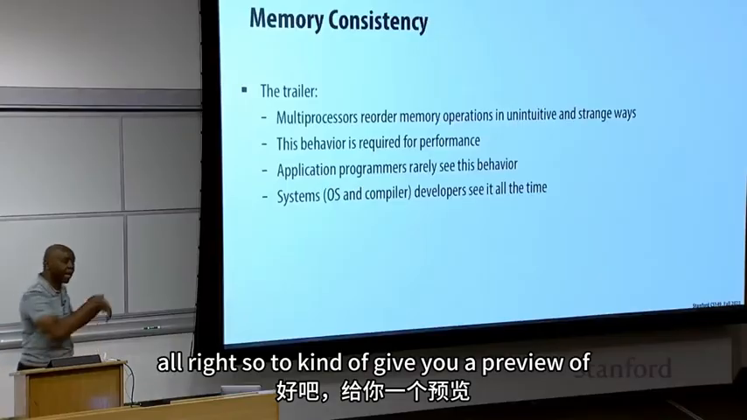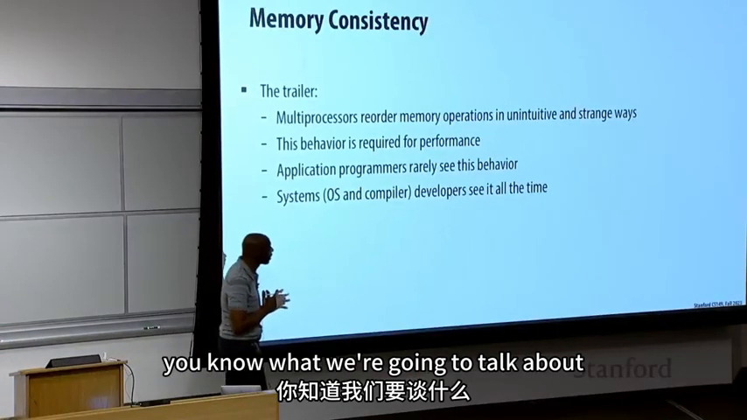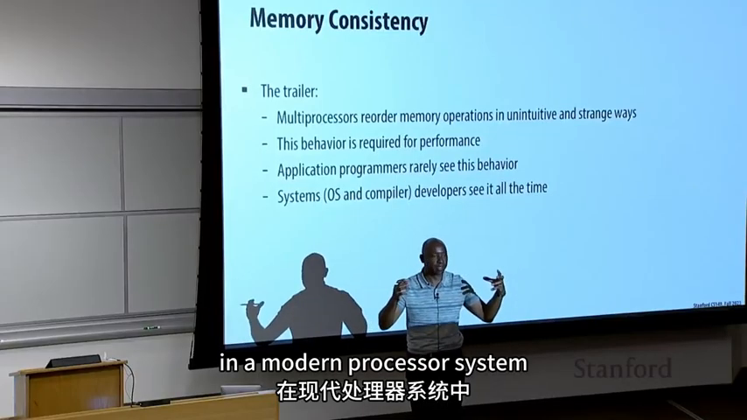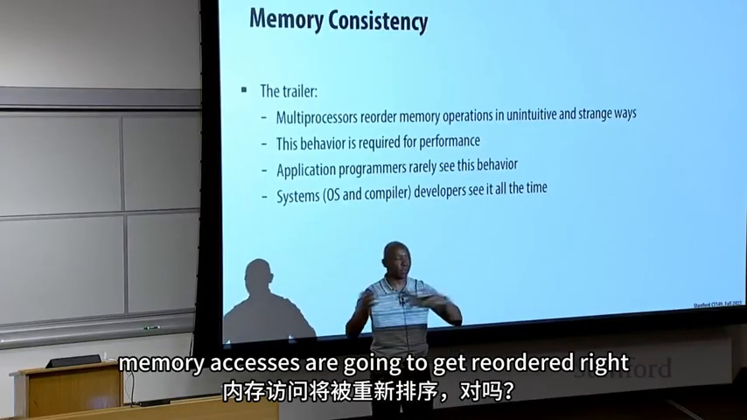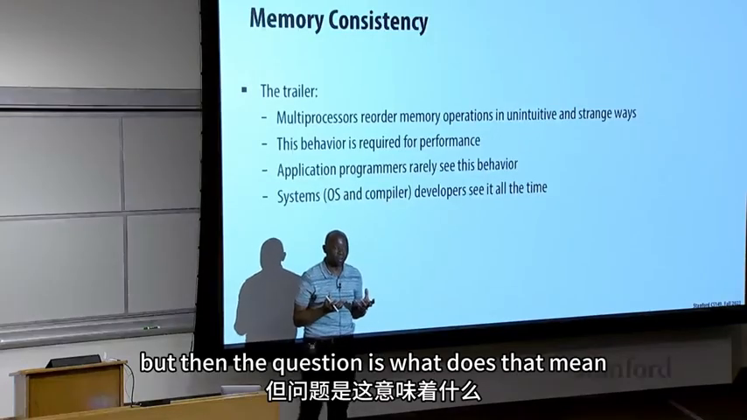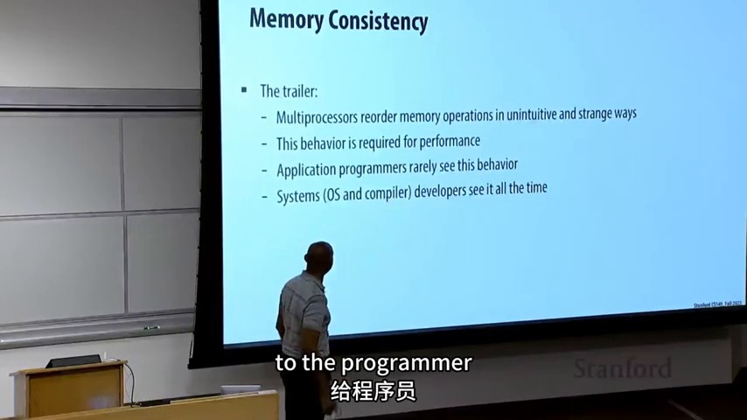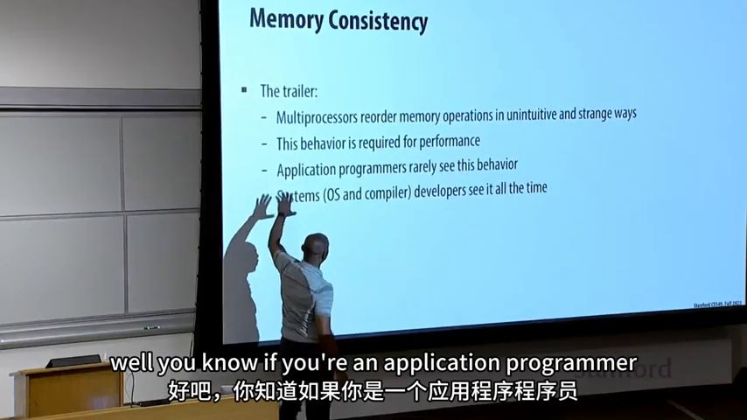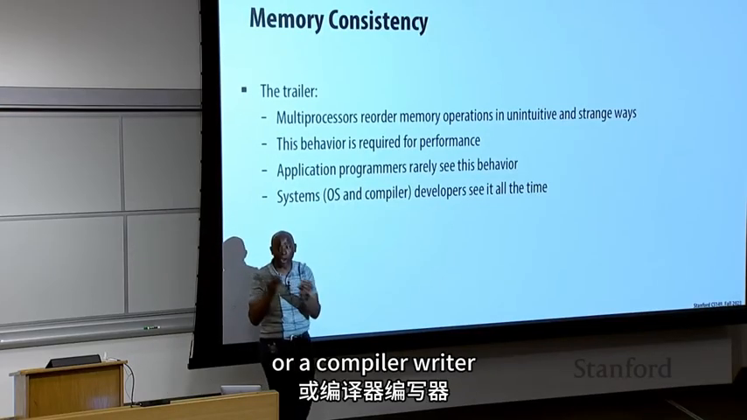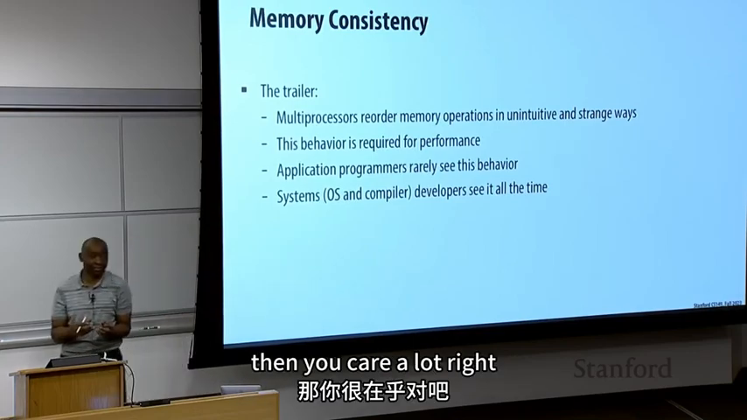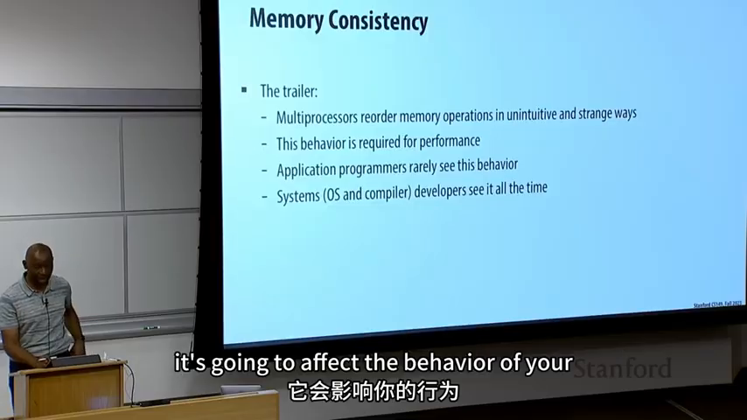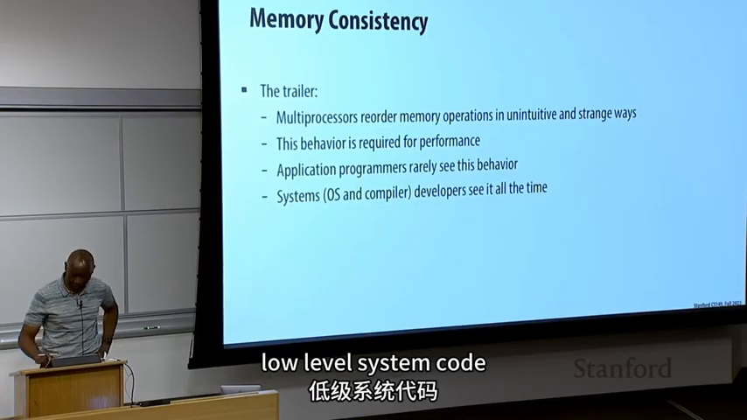To give you a preview of what we're going to talk about: in a modern multiprocessor system, memory accesses are going to get reordered, and the main reason for doing that is to improve performance. But then the question is, what does that mean to the programmer? If you're an application programmer, you probably don't care so much. But if you are a systems programmer or a compiler writer, you care a lot, because it affects what you can do in your compiler and the behavior of your low-level system code.